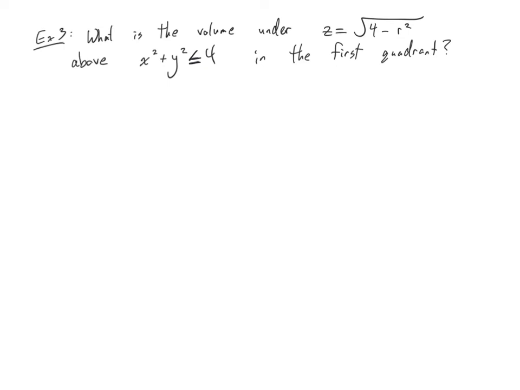Okay, starting the third example. So what's the volume underneath z equals 4 minus r squared? Okay, we have to figure out what that is. And above x squared plus y squared is less than or equal to 4 in the first quadrant.